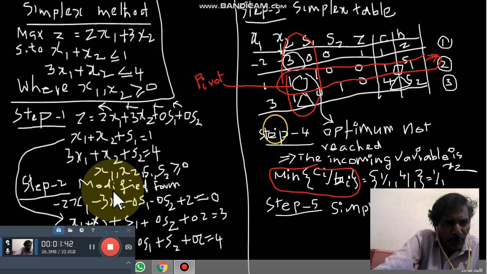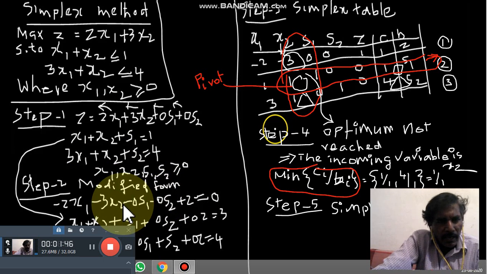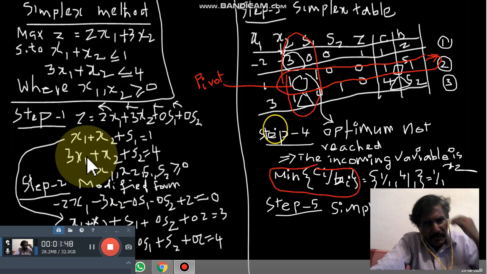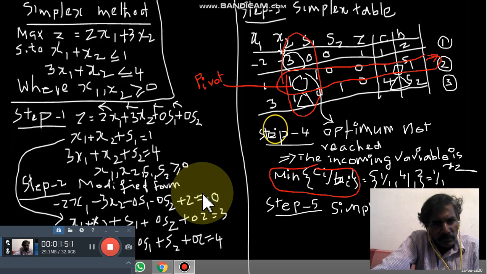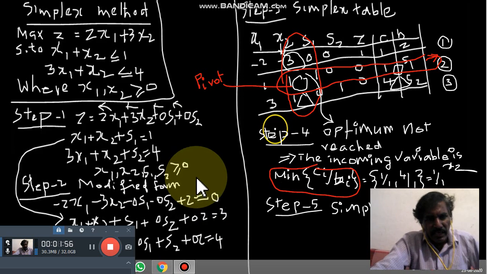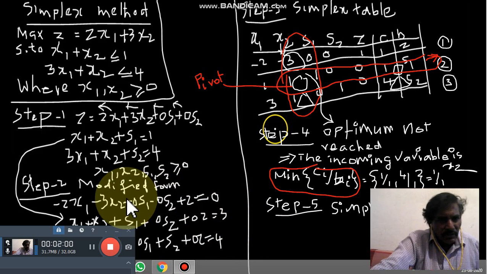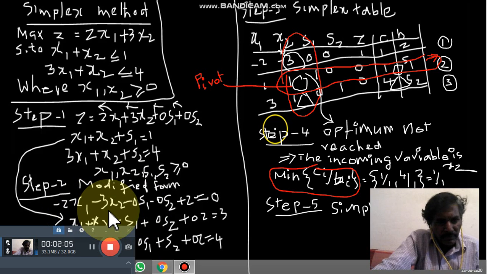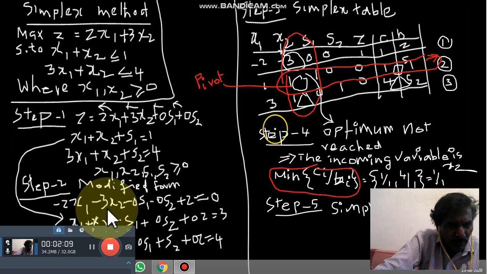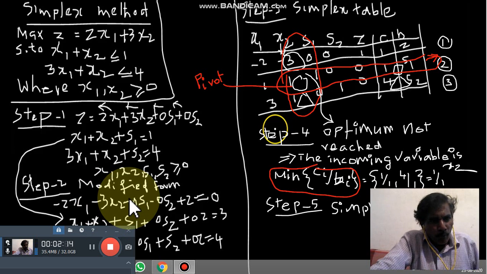Now come to the modified form. Modified form is nothing but changing all the variables to one side and the constants on the other side. See there on the screen, on the left hand side we have the constants, whereas on the right hand side you see the variables, such that each and every equation has the variables there. The way we are writing is called modified form.